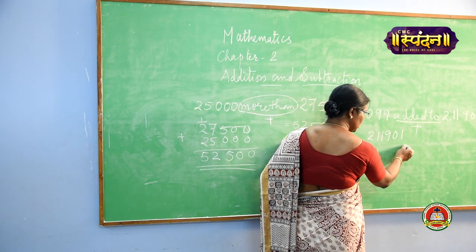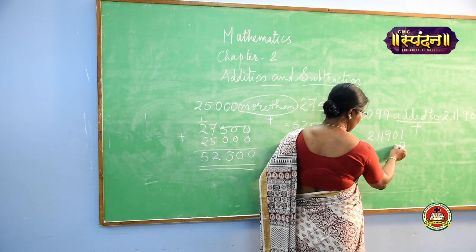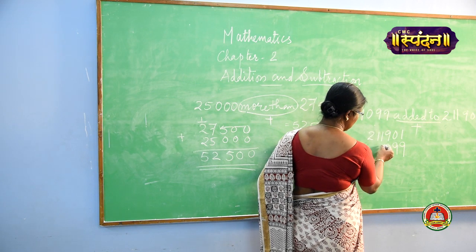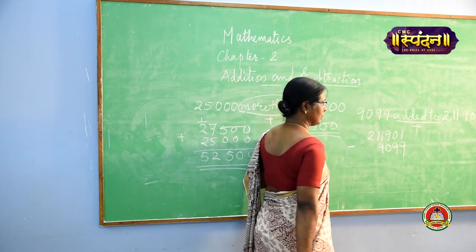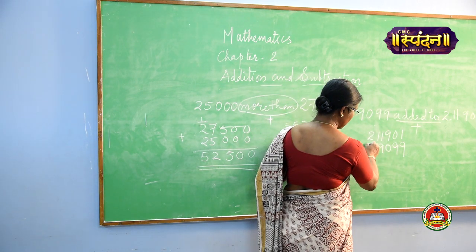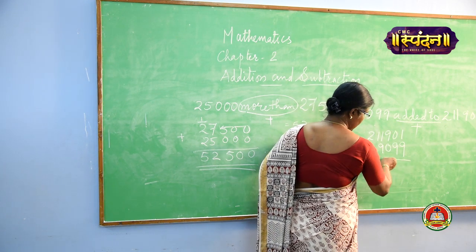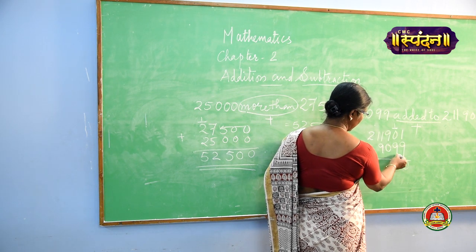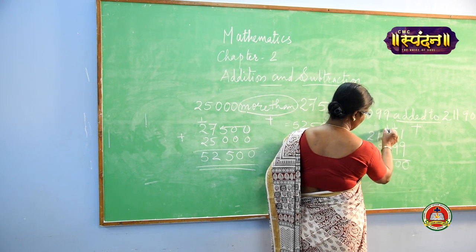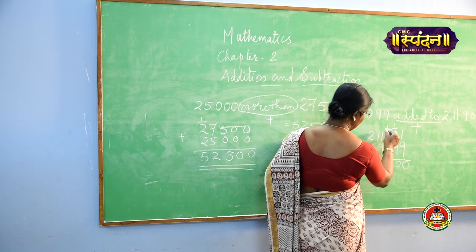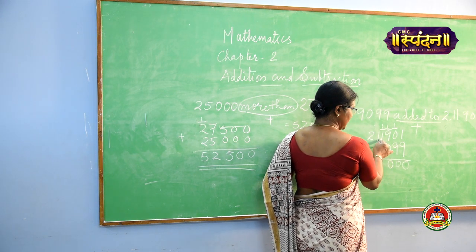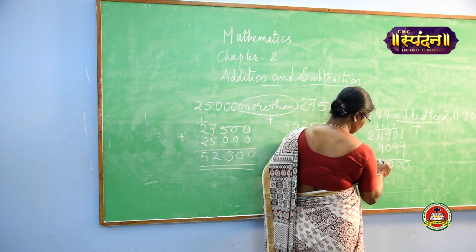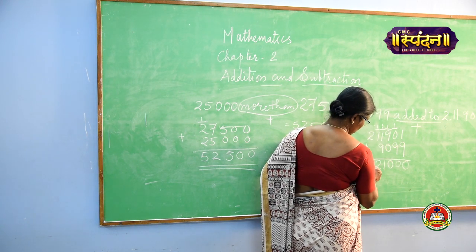So below 1 should be written 9, then again one more 9 below 0, then this 0 below 9 and this 9 below 1. Now add these numbers because you have to add it. So add these two numbers, 9 plus 1 is 10, carry over 1, again 9 plus 1 is 10, carry over 1, 9 plus 1 is 10, carry over 1, 1 plus 1 is 2, 2 plus 9 is 11, carry over 1, 1 plus 1 is 2 and bring down this 2 here.